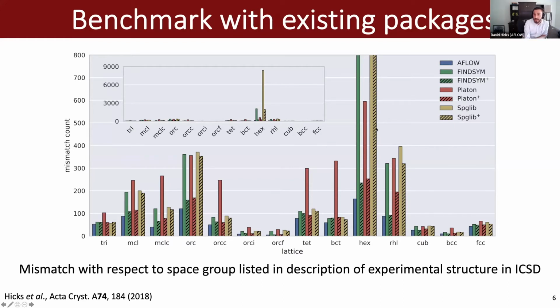You can see that we also gave these other packages essentially another chance by changing their tolerances to see if we could get better results. And you can see some fluctuation, but the takeaway here is that with AFLOW, you don't need to tune the tolerances, while with some of these other symmetry packages, you may need to tune tolerances by hand to get consistent results. So that was kind of a crash course in some of the details, but now I'll briefly highlight some of the things you can calculate.